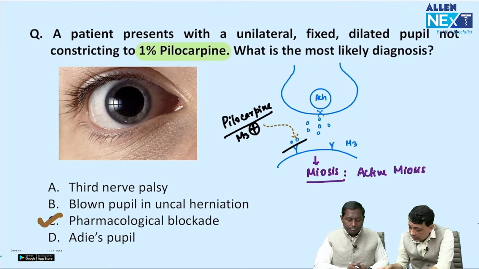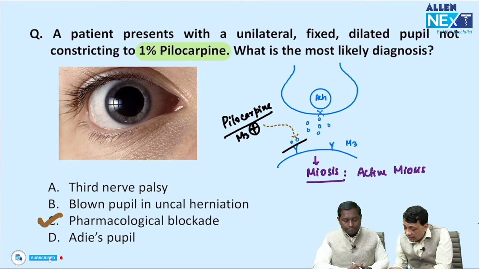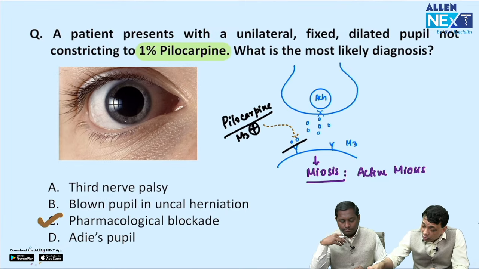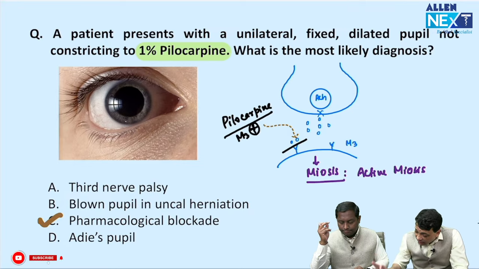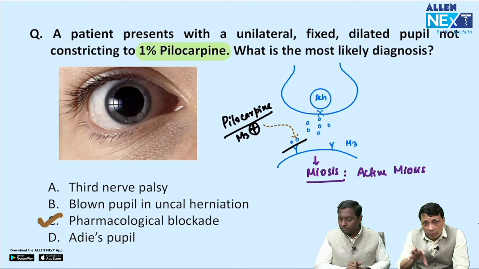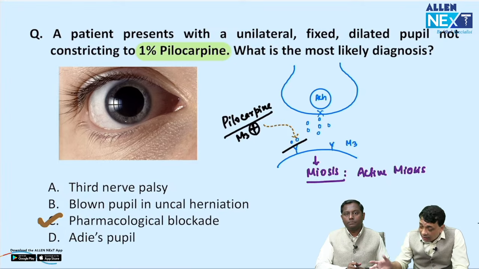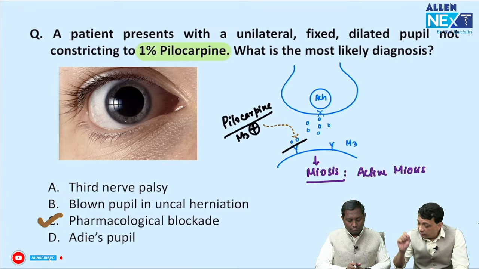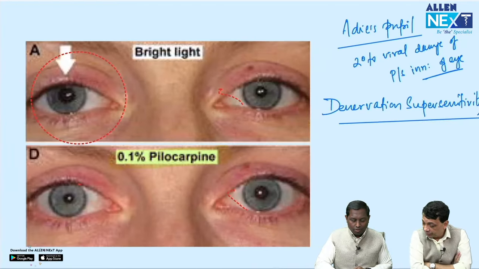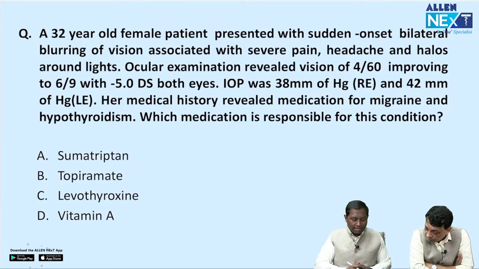Absolutely. So this is basically the algorithm we use. Yes. Patient comes to us like this. We first put 0.125%. If it constricts, it is Adie's pupil. Right. If it doesn't constrict, then we go to the next step, which is 1% pilocarpine. Right. And if it constricts, then it is third nerve palsy for whatever reason. It could be injury, it could be a blown pupil, or third nerve, any kind of. And if it still does not constrict, then we are left with the pharmacological. Right. So it must have had atropine or something which blocked it. So I think we have easily ruled out this important question. And we can take this one question, sir, over to you.